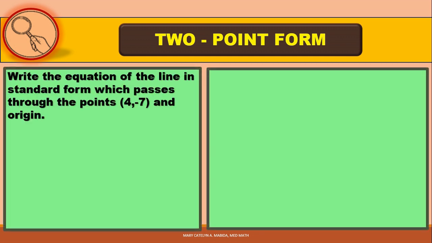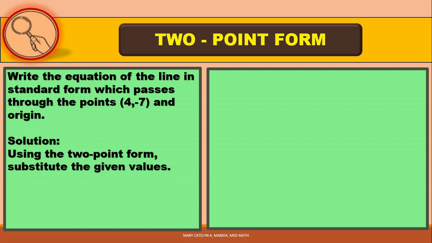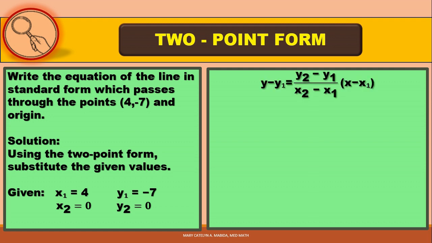Another example, write the equation of the line in standard form which passes through the points (4, negative 7) and the origin. Using the two-point form, substitute the given values, which are x sub 1 is equal to 4, y sub 1 is equal to negative 7, and our origin with the coordinates x sub 2 is equal to 0, y sub 2 is equal to 0. Now substituting the values in our equation, we have y minus negative 7 is equal to 0 minus negative 7 over 0 minus 4 times the quantity of x minus 4.